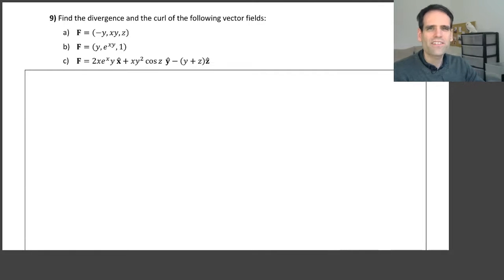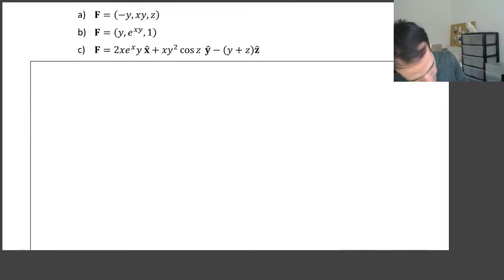So after having understood the interpretation of the divergence and the curl, I would like now to reinforce the actual calculation of divergence and curl. So let's do a problem in which I give you 3 vector fields and I ask you to calculate the divergence and the curl. So just as a refresher, I'm going to copy here how to calculate divergence.